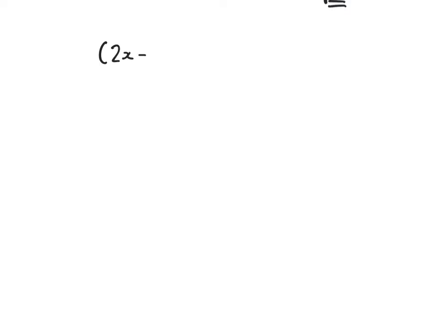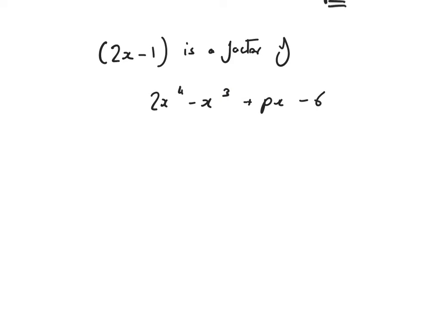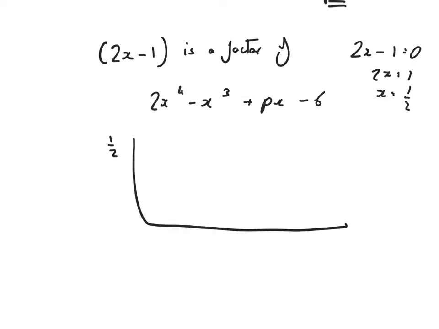Find p when 2x minus 1 is a factor of 2x to the power 4 minus x cubed plus px minus 6. Okay, so if 2x minus 1 is a factor, then the number up at the side would be 1/2. I've got coefficients of 2, minus 1.